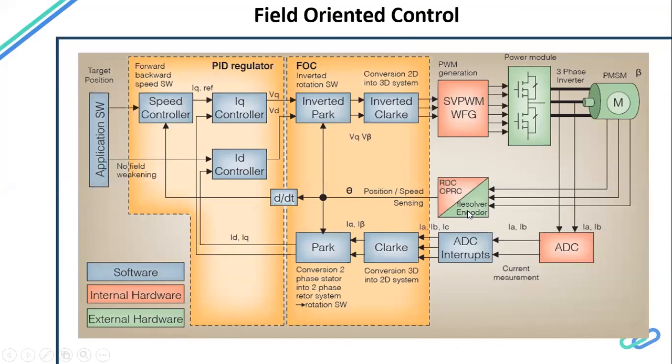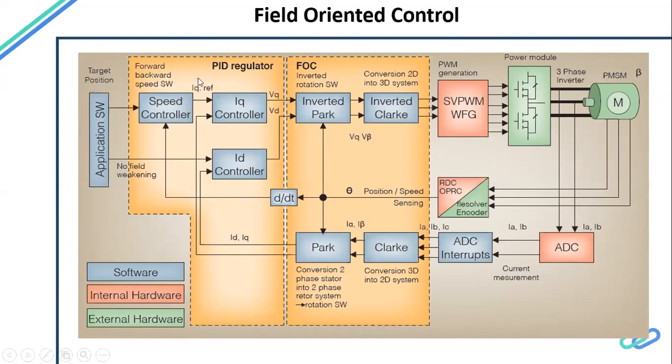So what we need: one resolver or encoder. We mostly use a resolver because of its sturdy nature. And then we have current measurements here, and the angle. So this is the angle and current, and we have a position loop, a speed loop, and a current loop. Okay, so this is what we can also call the torque loop. Say, the current loop is a torque loop.